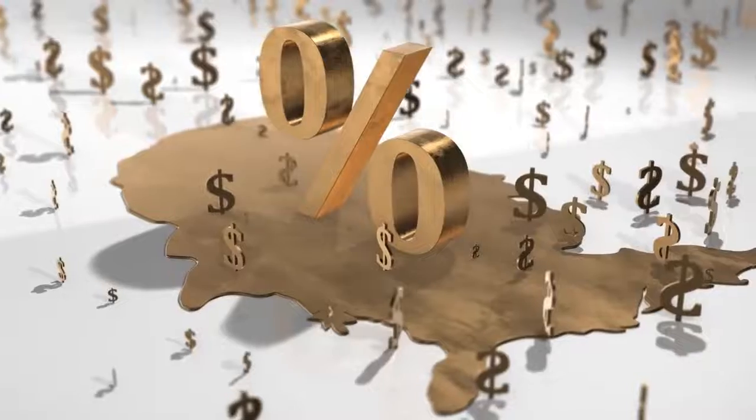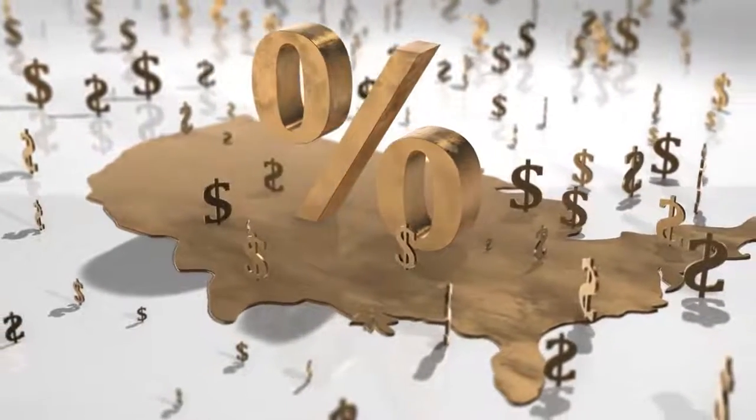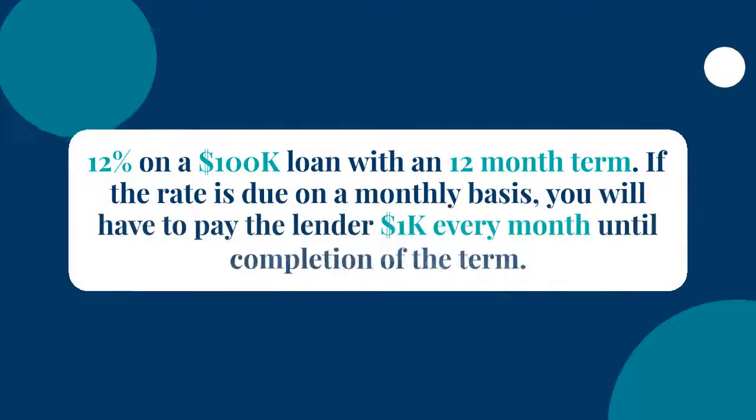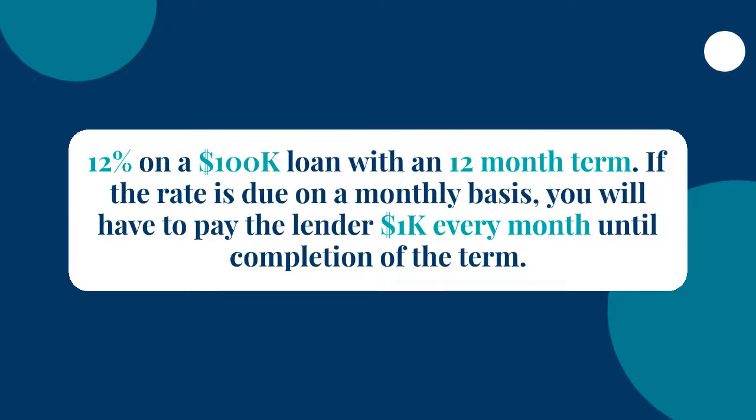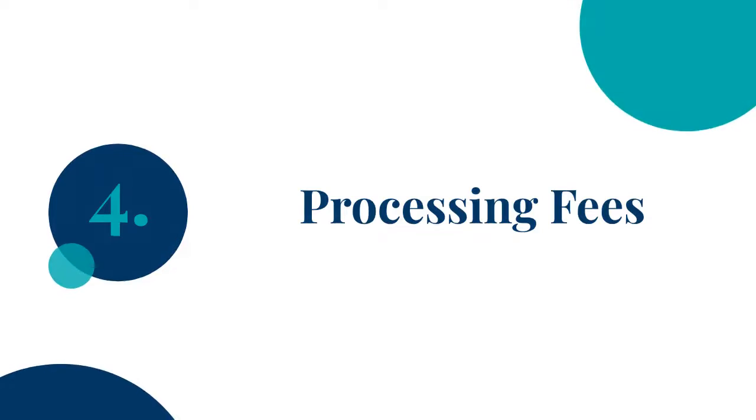Number 3, rate. The rate is the interest rate of the loan. It is a percentage of loan to be paid by the borrower to the lender in fixed intervals. Say the rate is 12% on a $100,000 loan within 12-month term. If the rate is due on a monthly basis, you will have to pay the lender $1,000 every month until completion of the term.